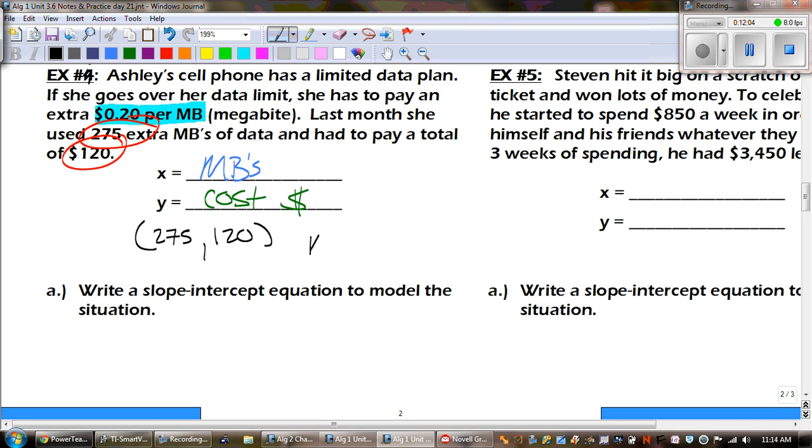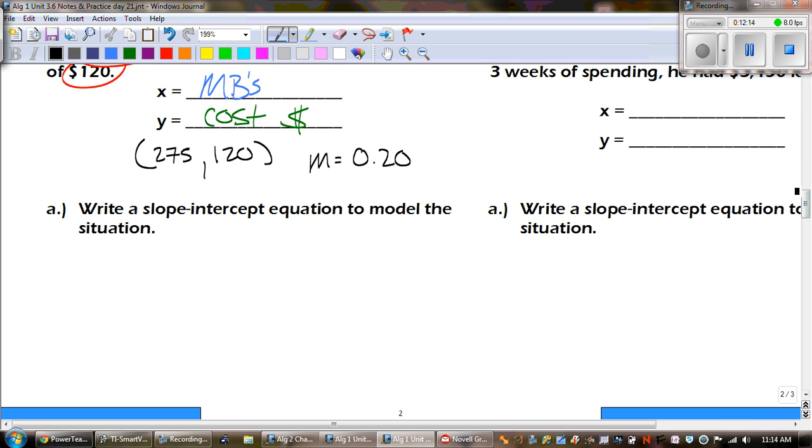What's our slope? Yeah, the slope was 0.20. They gave me a point and a slope, which means we have to use point slope to figure this one out. We already wrote down all the information that we need. I know that our slope is 0.20. And then remember X and Y, so we got 120 and 275.